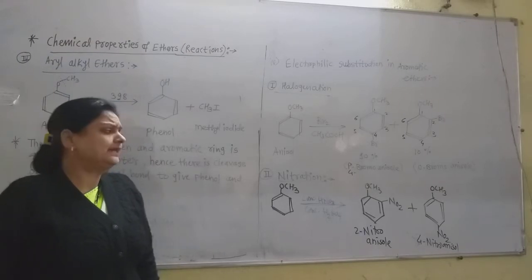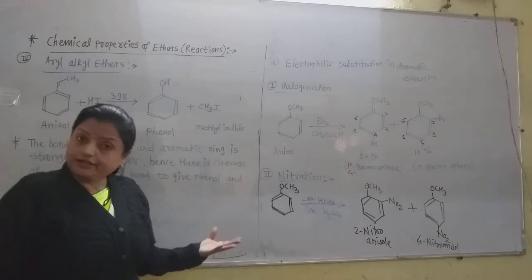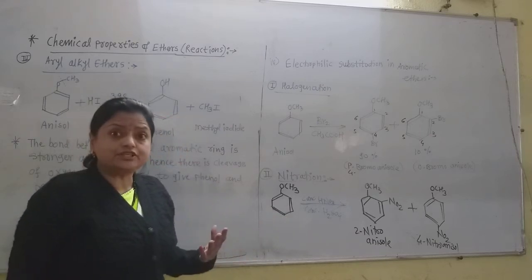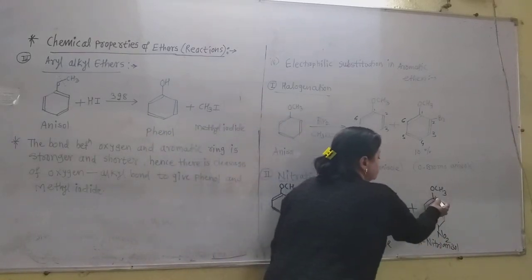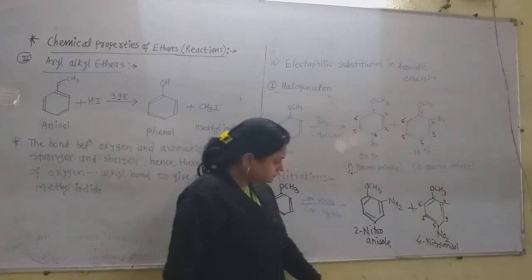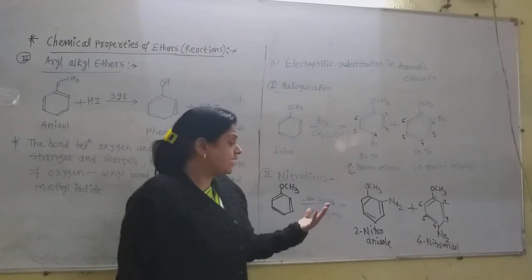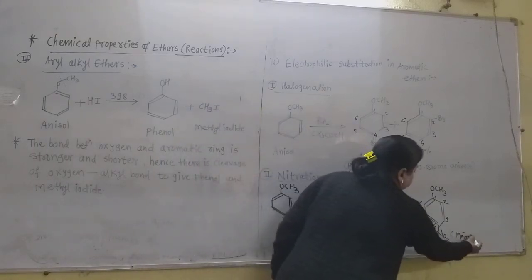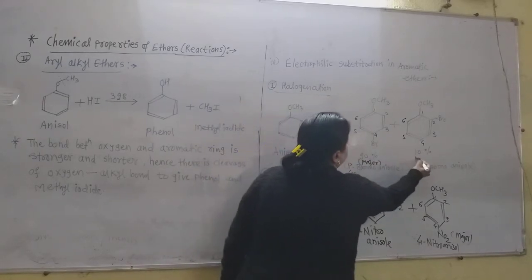Here also, definitely the para product is major compared to the ortho product, because the bulkier groups are very far away from each other, with no steric hindrance and no crowding, so it is a less energized, stable molecule. This is 4-nitroanisole. Numbering is given from this side in this way. At the 4th position there is the nitro group, so it is 4-nitroanisole, also called para-nitroanisole, and this is the major product. Here this is the major product and that is the minor.